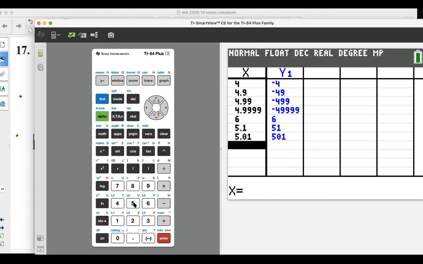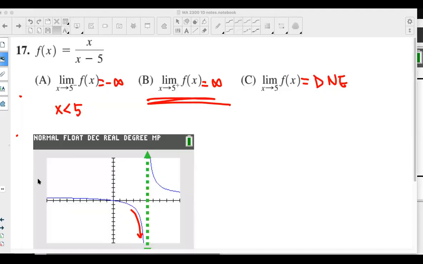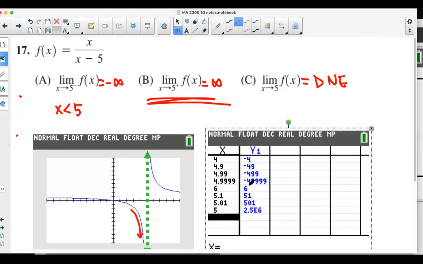What if I were to say 5.00000, instead of 1, maybe 2? At least it's smaller than this one, right? Then this is scientific notation: 2.5 times 10 to the 6th power. So it's that much bigger. You can numerically see that we are approaching infinity here in this case. So that was number 17.